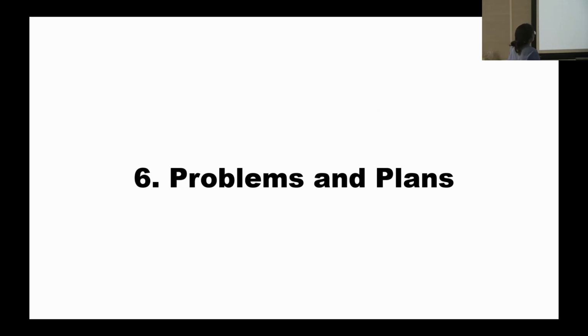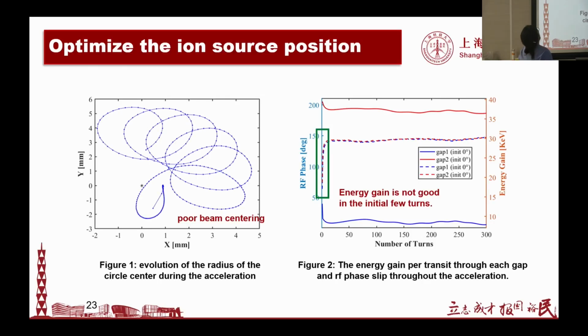The next part is problems in the current design and plans for the future. Problem 1 is to optimize the ion source position. Figure 1 is the evolution of the radius circular center during the acceleration. The circular center will start from here and deviates from the geometric center of the machine, which is here. This indicates that we still have a beam centering issue.